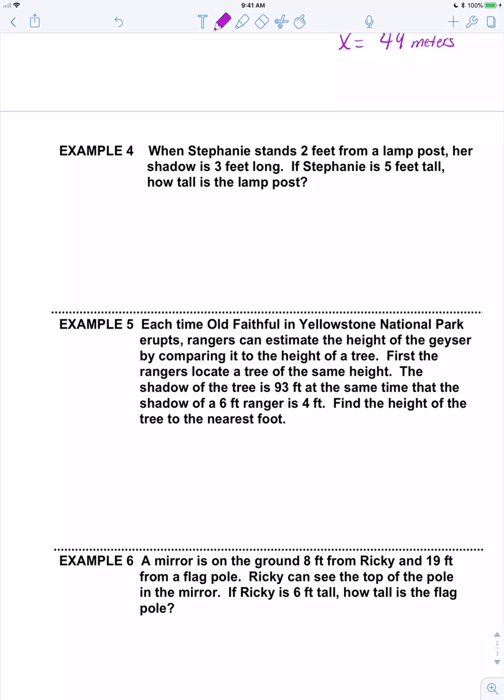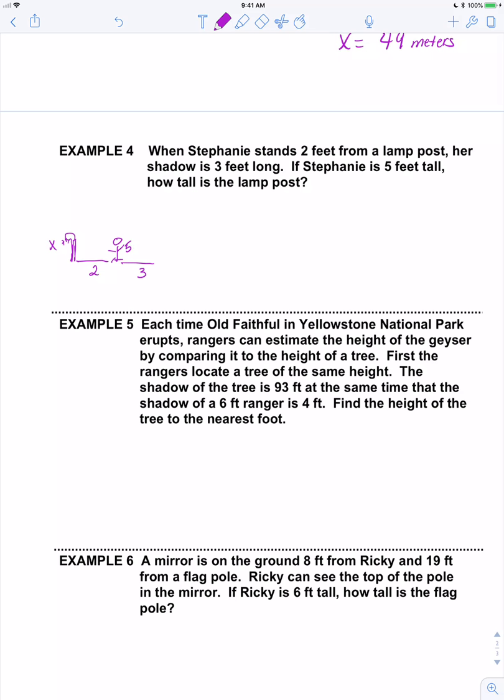Okay, so here's another example. When Stephanie stands 2 feet from a lamppost, and I always like to draw pictures. So here's my little lamppost. I'm a bad picture drawer, so it's okay. She's 2 feet from it, so let's put 2 feet here. Here's Stephanie. She has a shadow of 3 feet. If Stephanie is 5 feet tall, how tall is the lamppost?